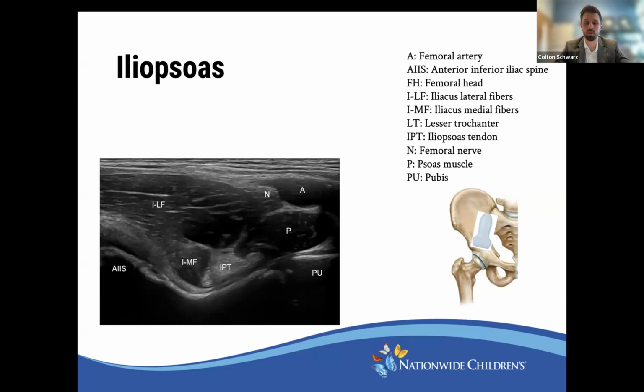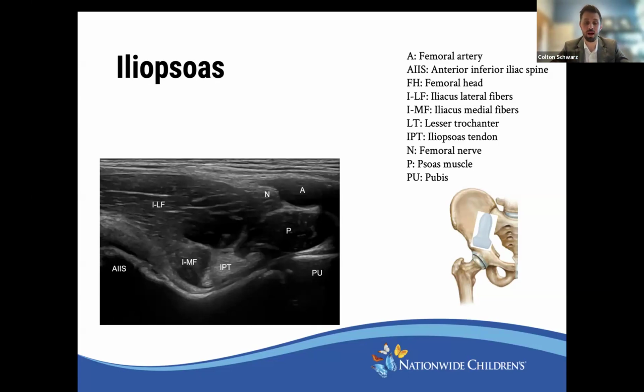However, it's important to note that the iliopsoas bursa can communicate directly with the hip joint in upwards of about 10 to 15% of the population. So it's important to keep in mind that pathology in the hip joint could cause an effusion and leak over into the iliopsoas bursa for some individuals. And this bursa is the target for diagnostic or therapeutic injections for snapping hip syndrome.